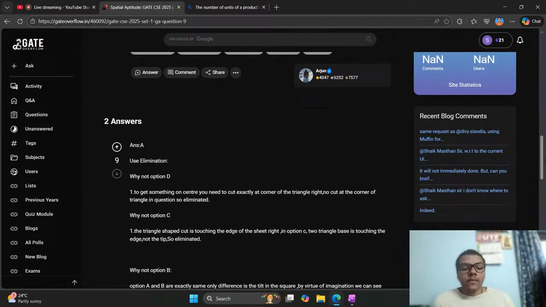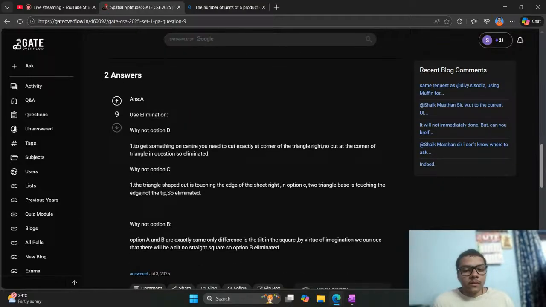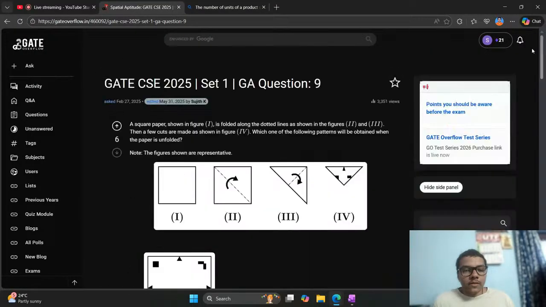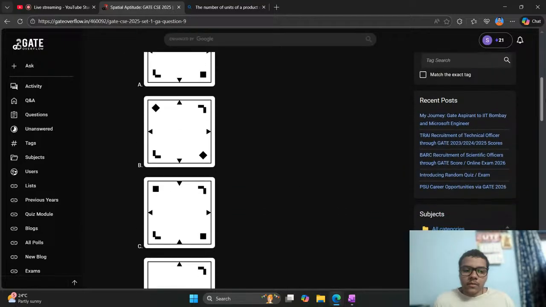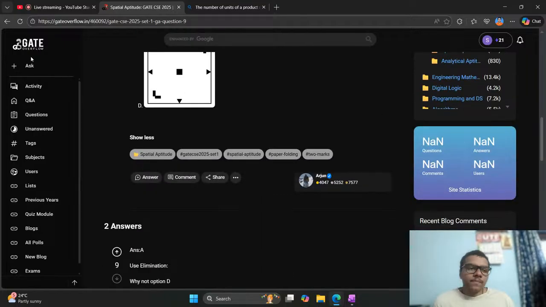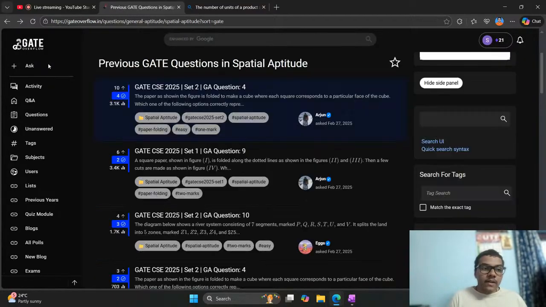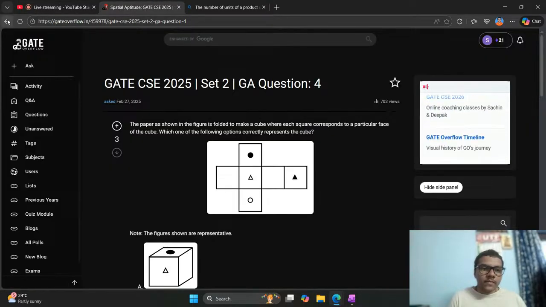Okay. The triangle shape cut is touching the edge. Two triangle bases touching the edge. Okay. So it is the tip touching. Leave the spatial aptitude. Cutting. I need to trace the cutting again.